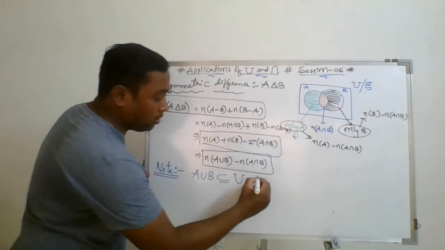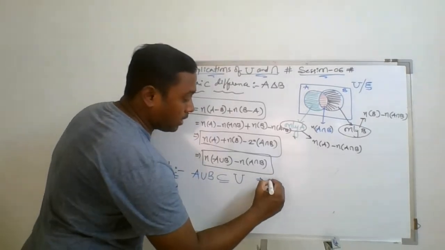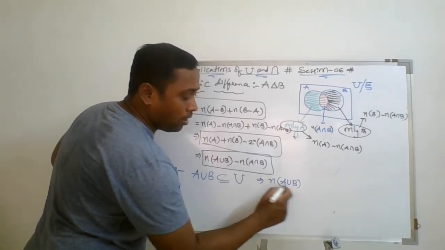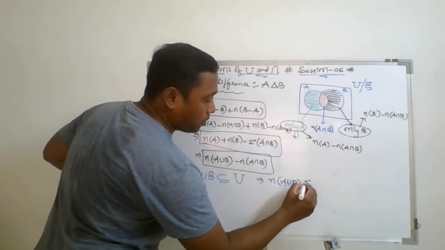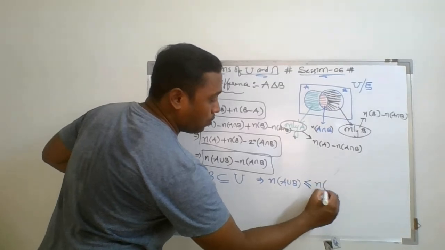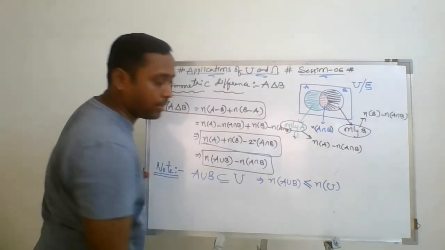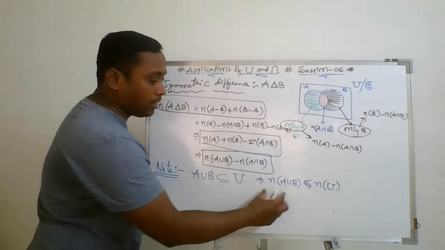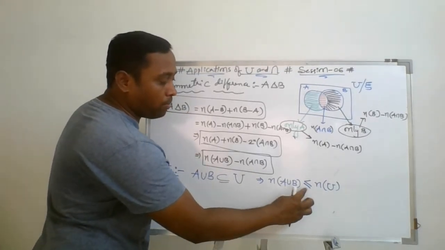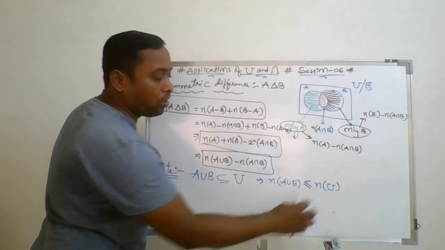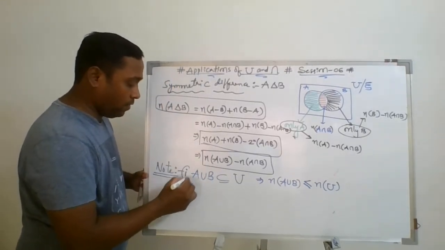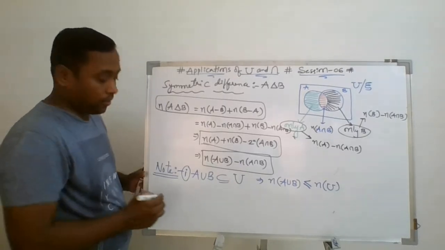In this manner, I can say the cardinal number of union must be less than or equal to the number of the universal set. See, if A union B is a subset of the universal set, then the number of A union B must be less than or equal to the number of the universal set. Please remember, this is a very important result.